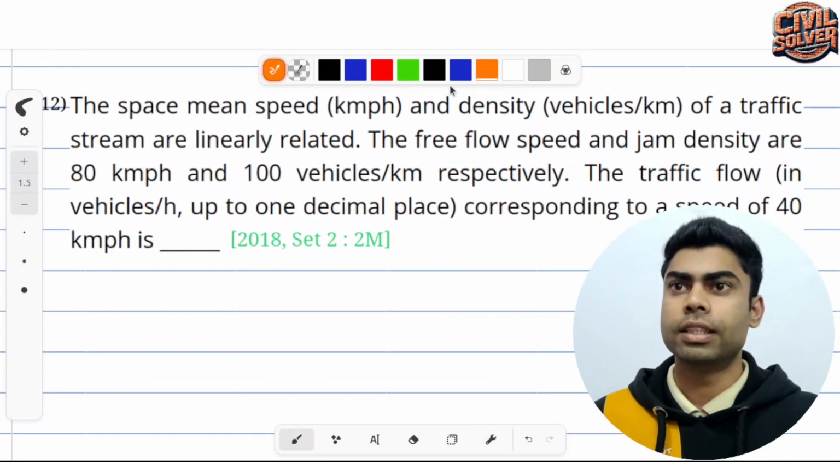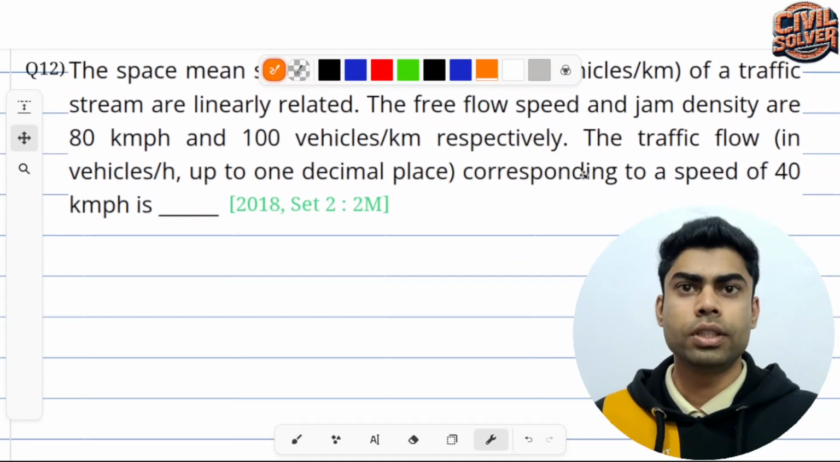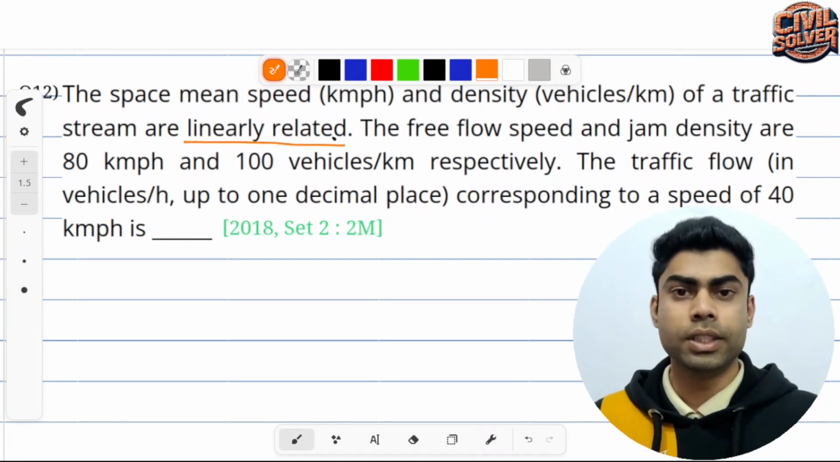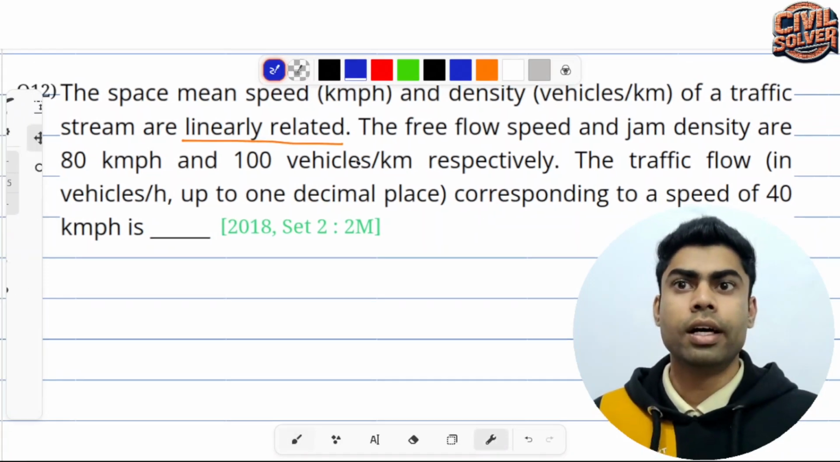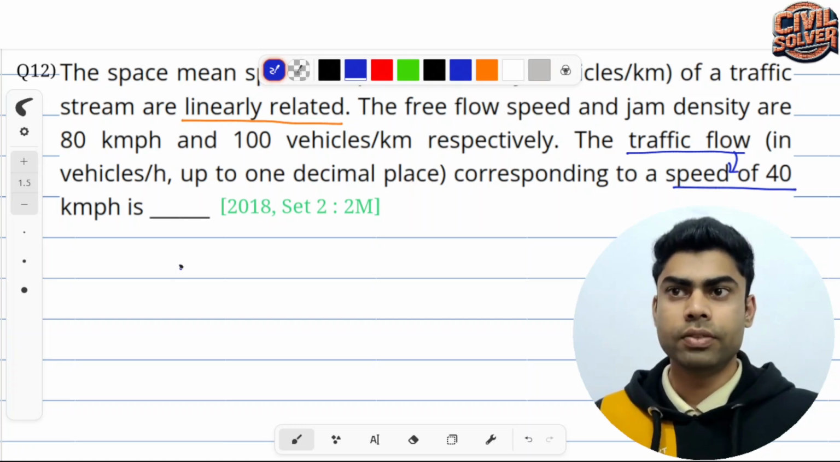The question says the space mean speed in km/h and the density in vehicles per kilometer of a traffic stream are linearly related. The free flow speed and the jam density are 80 km/h and 100 vehicles per kilometer respectively. The traffic flow in vehicles per hour up to 1 decimal place corresponding to a speed of 40 km/h is, again, linearly related, means it's a question of Greenshield's model. And they are asking the traffic flow corresponding to the speed of 40 km/h. That means we need a relationship between flow and speed.